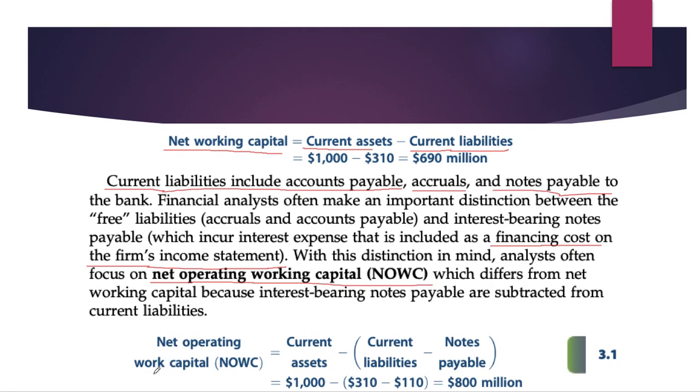So in this new formula, net operating working capital, current assets still remain the same. We also have current liabilities, but the notes payable item is actually added to the previous total. So if we consider the previous one is 690 million, now we have added the interest-bearing notes payable to this net operating working capital.